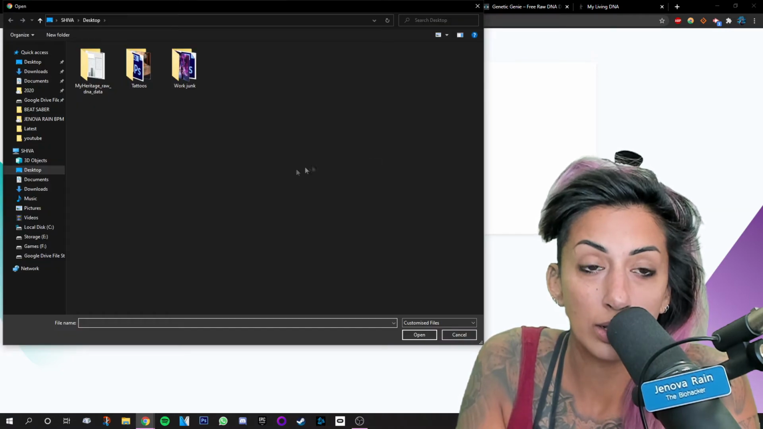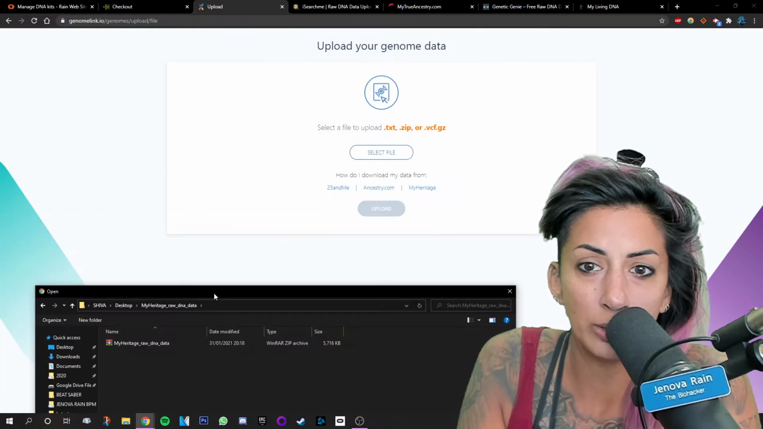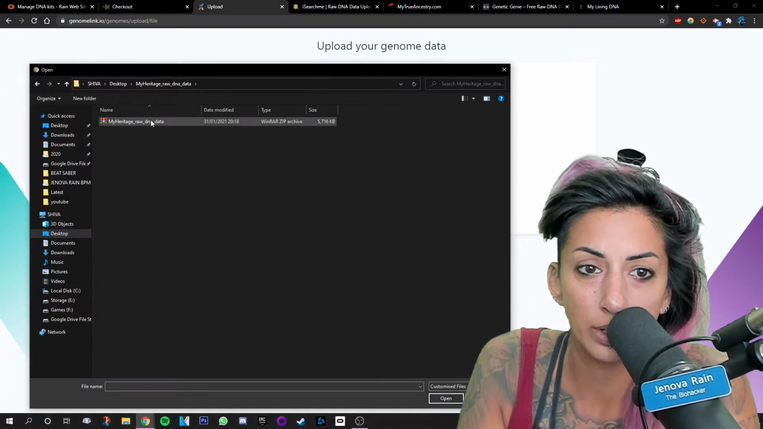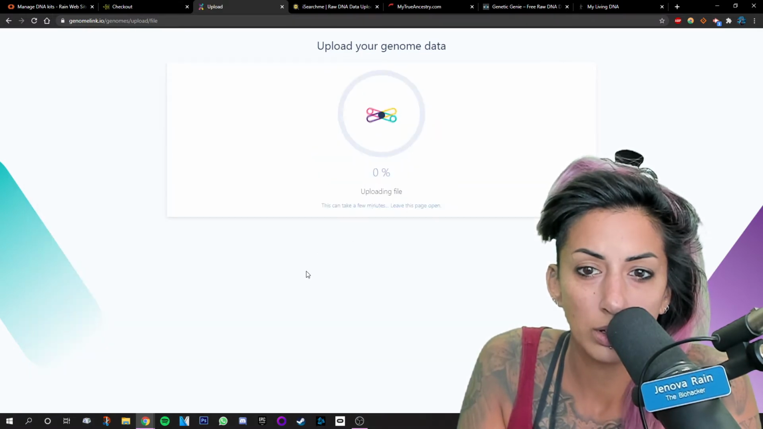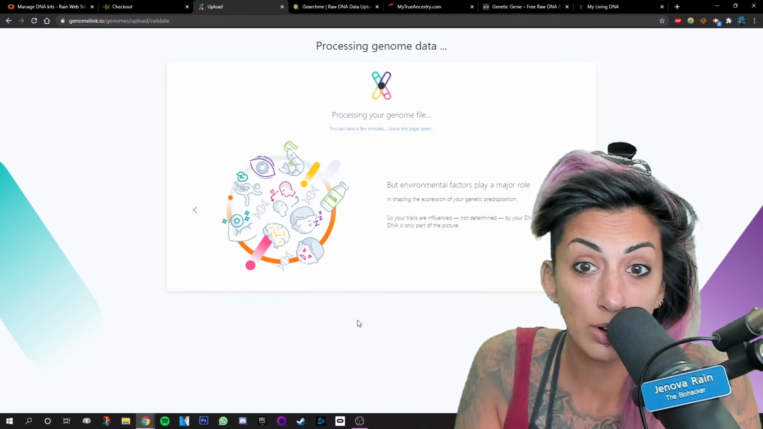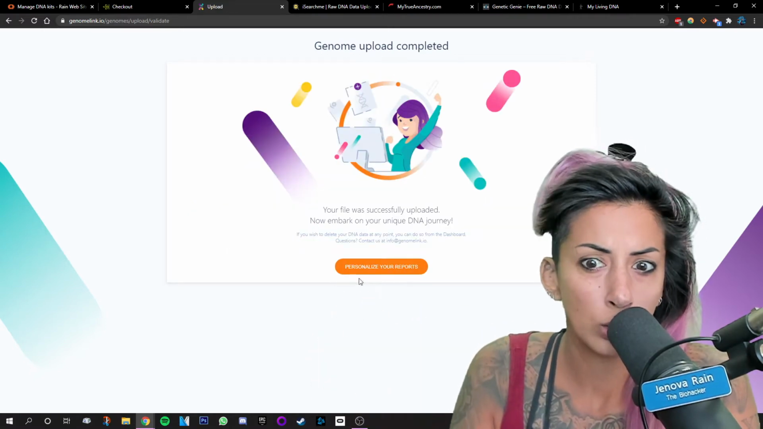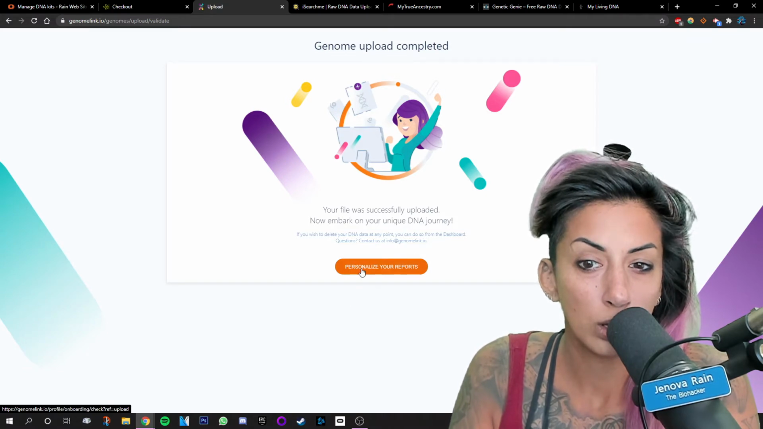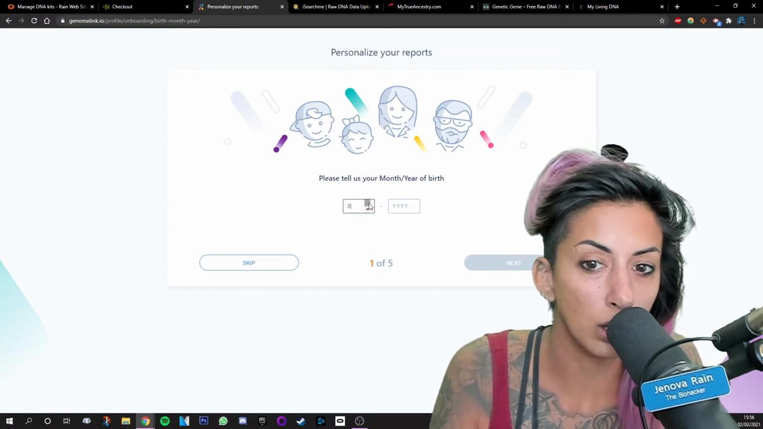Select the file. Where did I put it? Is it going to give you this one? Wait, you can put in a text zip. Oh, okay. It just wants the whole zip. Processing. Oh, it's going to do it now? Oh, I thought it'd be like come back in 7 days or something.